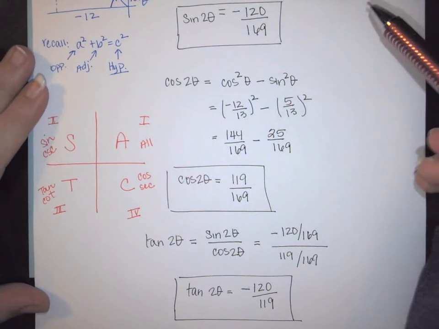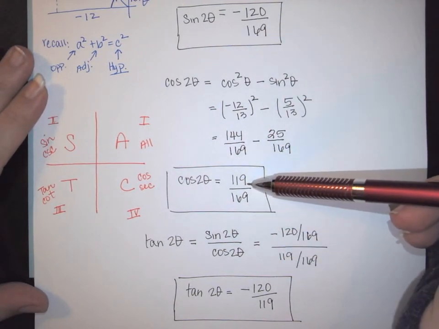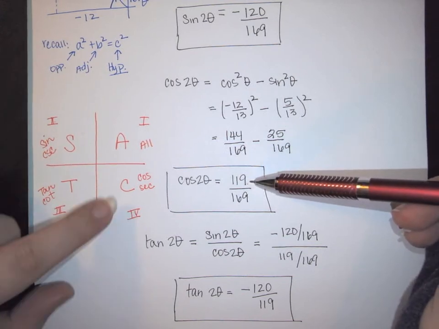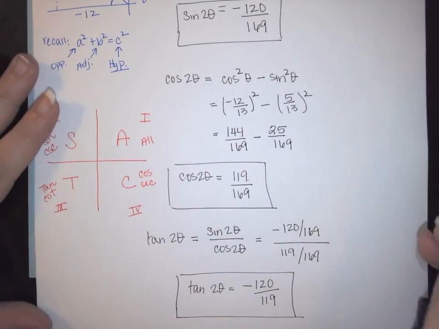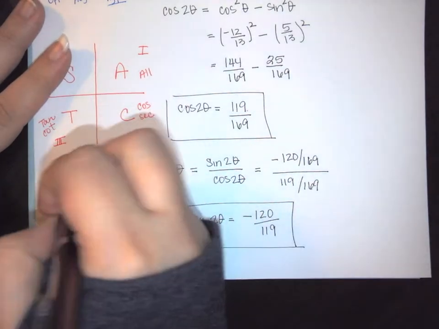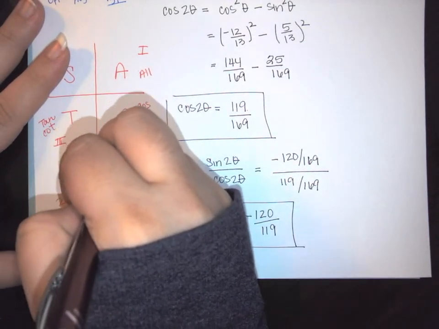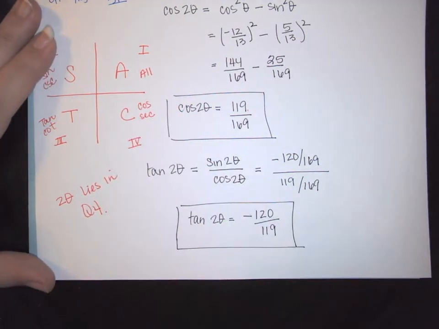So when you look at these, we are looking for which double angle is positive. And in this case, my cosine one is. And because that's the only one that's positive, it means that my double angle lies in quadrant 4. So the last part of your answer is that the double angle lies in quadrant 4.